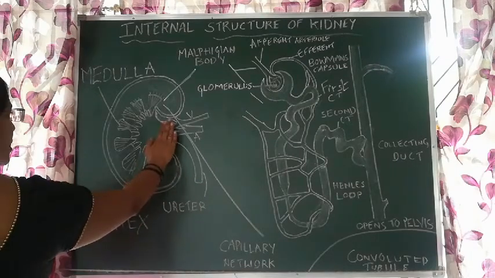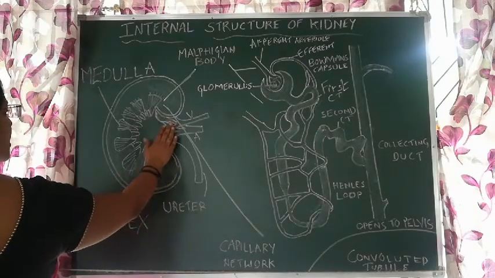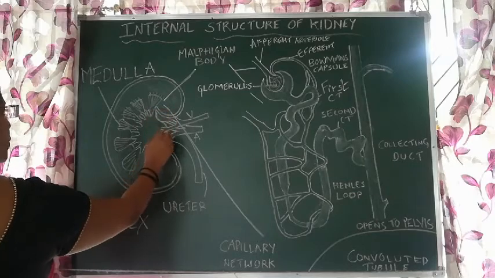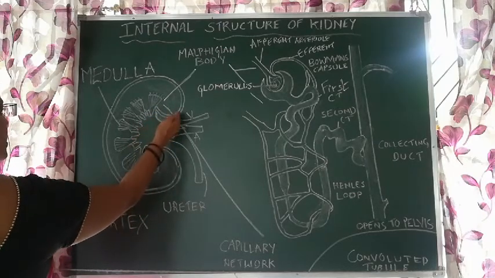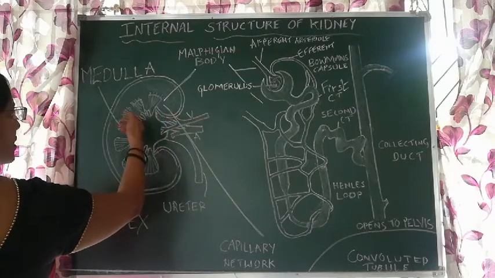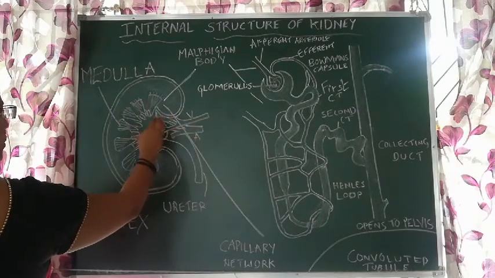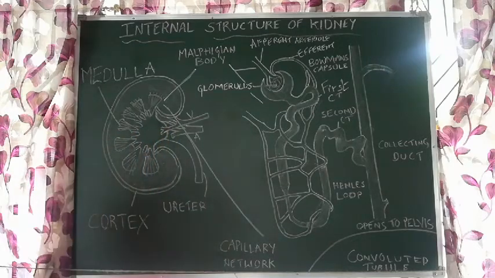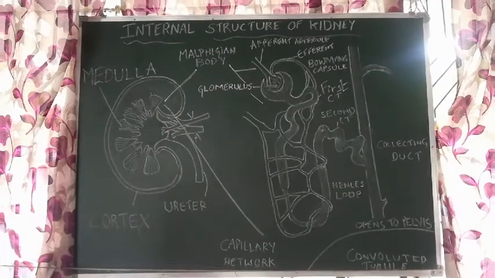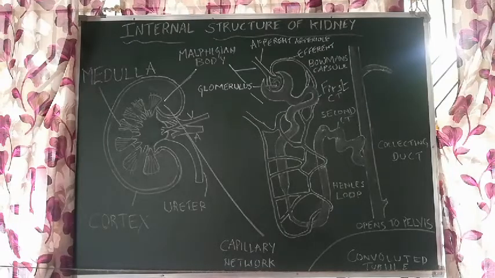So, all these structures, this part is called the pelvis region or the hilus of the kidney. This funnel shaped structure is called the pelvis, and this region where the vein comes out and arteries enter is called the hilus.